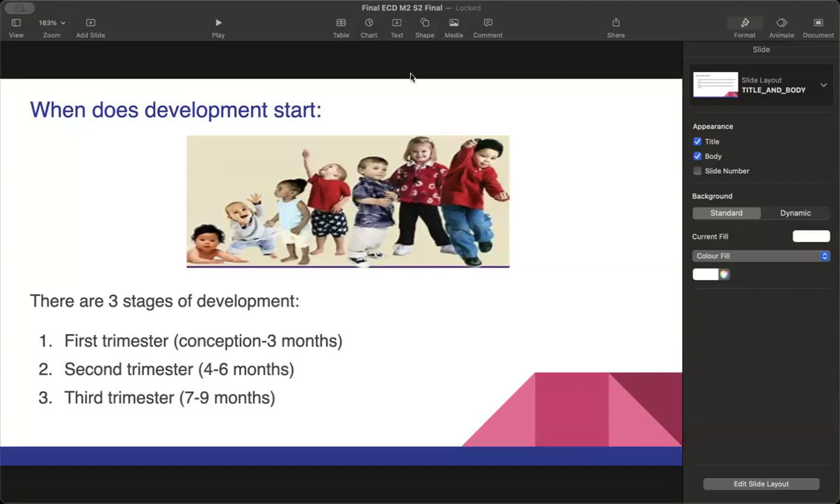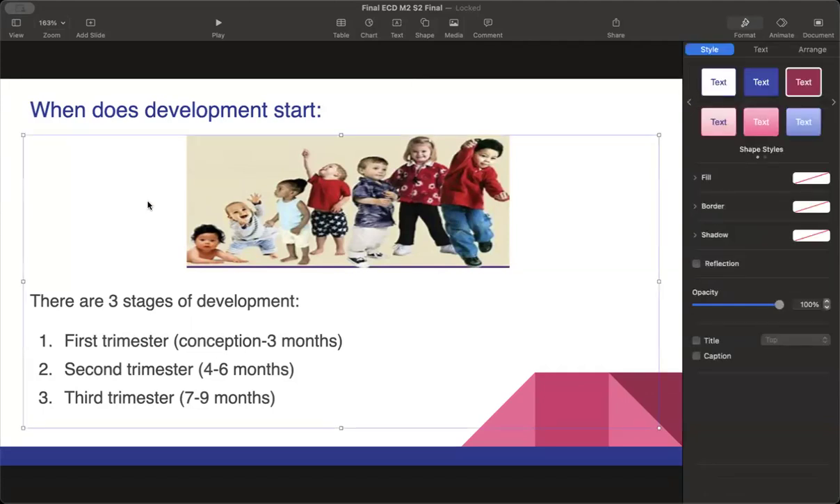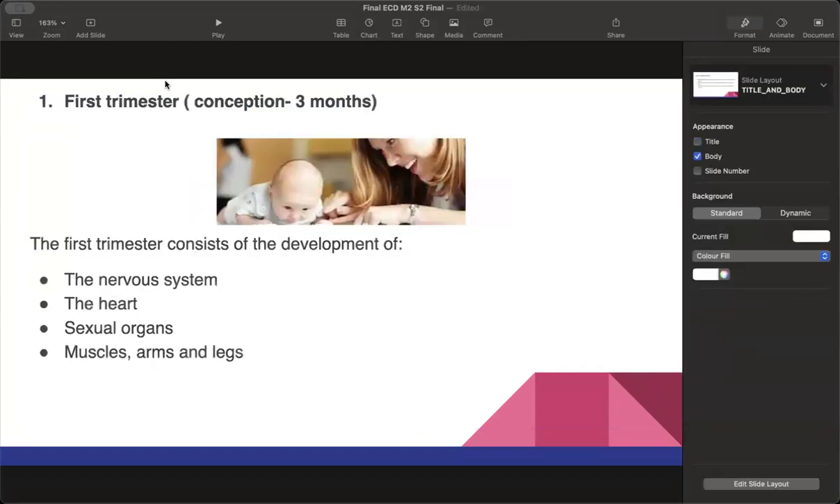So we jump right into the first trimester on our next slide. We need to understand what happens in this trimester. The one way from conception to 3 months, and we say this is a trimester where the child is developing a nervous system, the heart, sexual organs, and muscles, arms and legs. So those are very, very critical and it's a very, very important stage of development. Not that the other 2 trimesters are not important, but this one here is very, very risky. All right, so that's what the first trimester looks like.